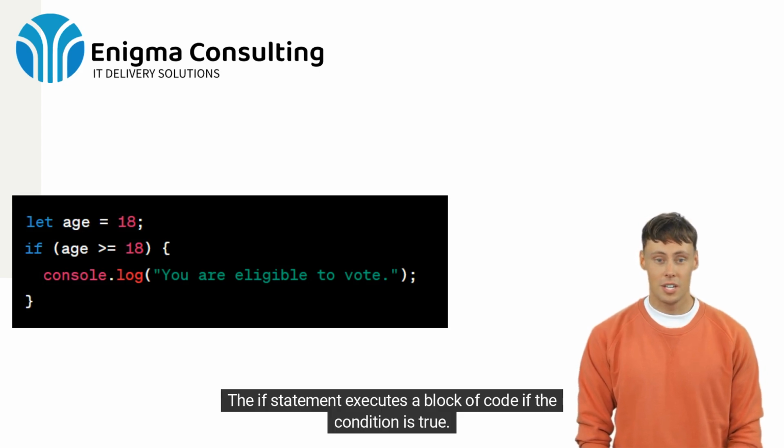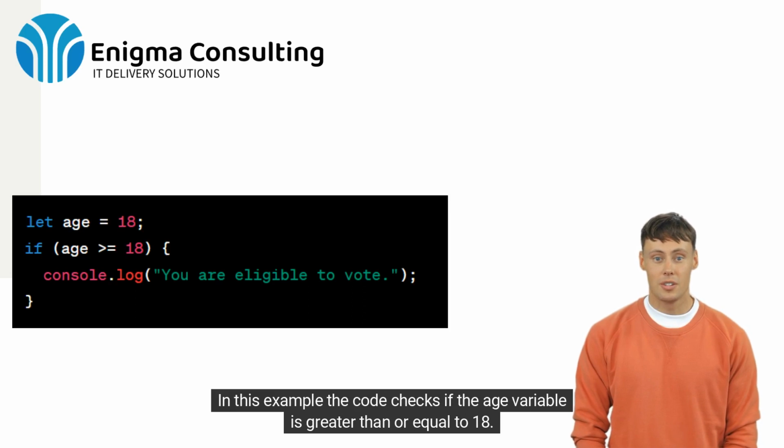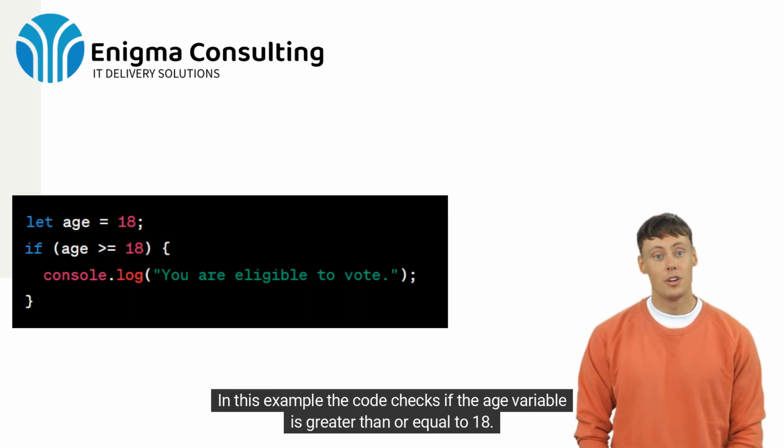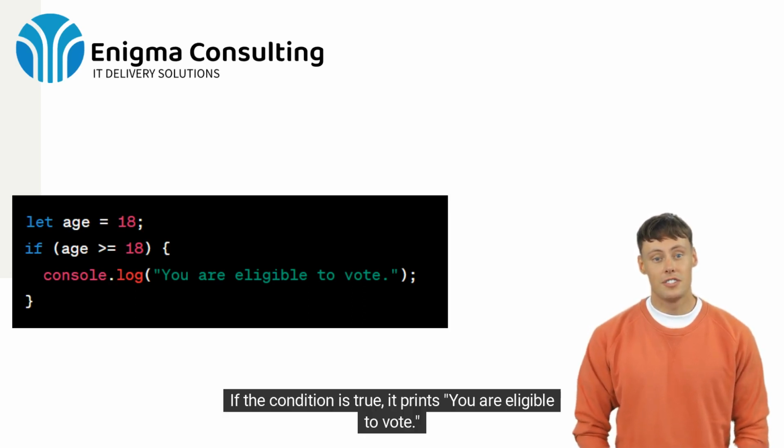The if statement executes a block of code if the condition is true. In this example, the code checks if the age variable is greater than or equal to 18. If the condition is true, it prints, "You are eligible to vote."